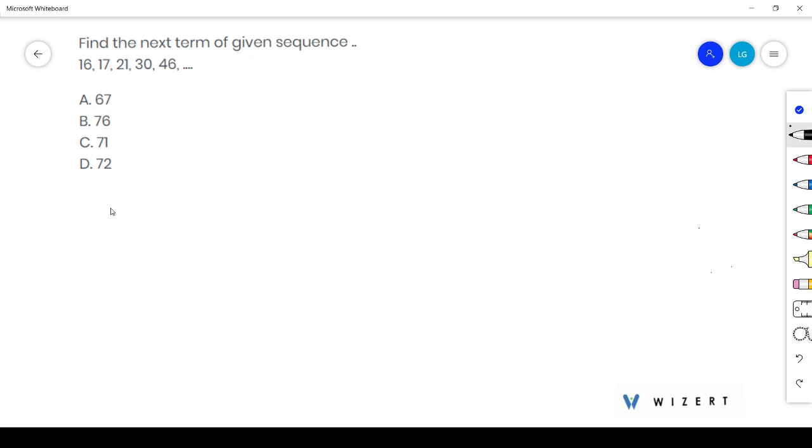Our question is, find the next term of the given sequence, and we have been given the sequence 16, 17, 21, 30, 46.